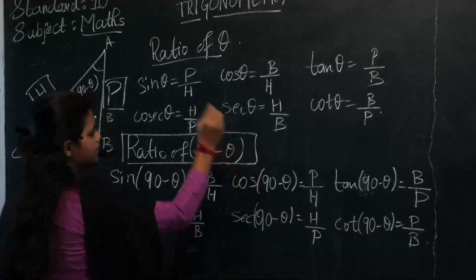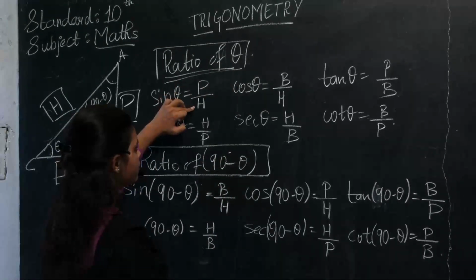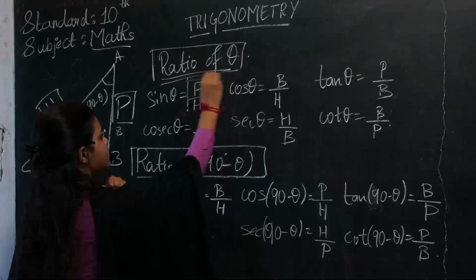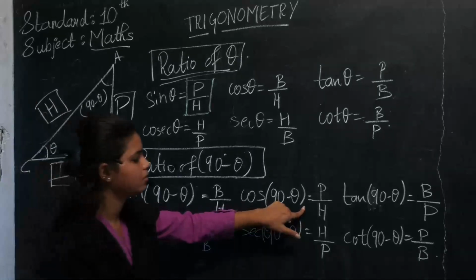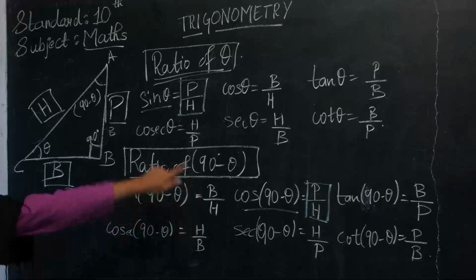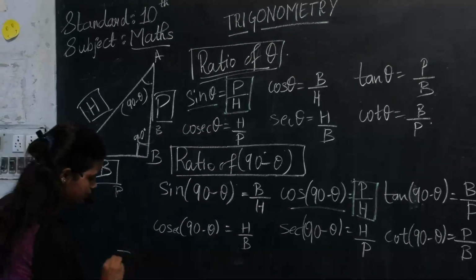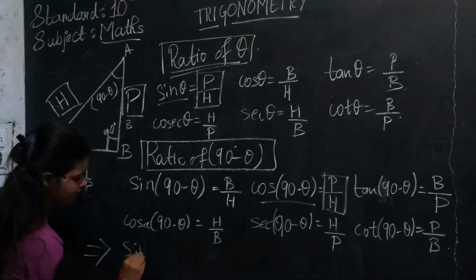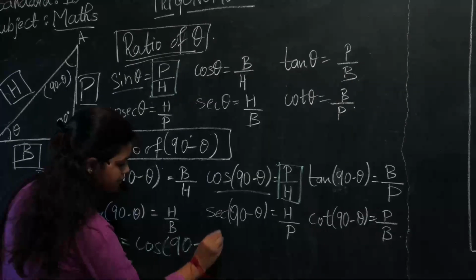This is 90 degree minus theta, and this is just theta. Now see, perpendicular upon hypotenuse. I'll use the second color. Perpendicular upon hypotenuse, here it is given. Clear? It is the same as what? This one, cos 90 minus theta, right? Sin theta is equal to what? Cos 90 minus theta. So we can use our complementary angle. First, sin theta equals cos 90 minus theta.